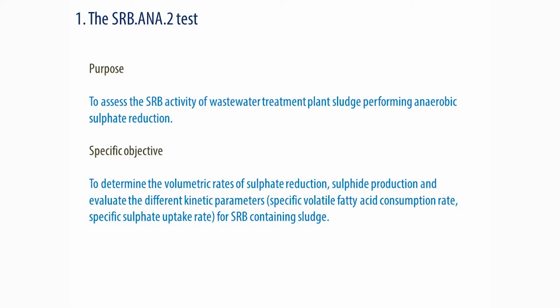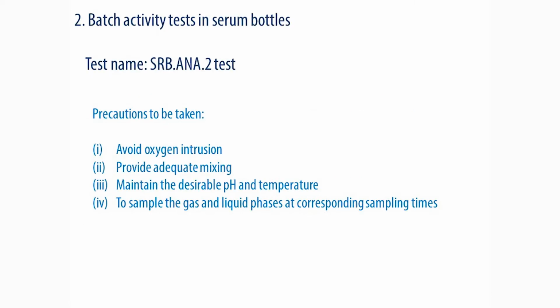In the present video, the SRB activity, SRB ANA2 test, will be assessed through the execution of a batch activity test. The experimental data will be used to estimate the volumetric rates of sulphate reduction and sulphide production. Different kinetic parameters of interest will also be determined, namely the specific volatile fatty acid consumption rate and the specific sulphate uptake rate. Specific precautions need to be taken during the execution of this batch activity test.